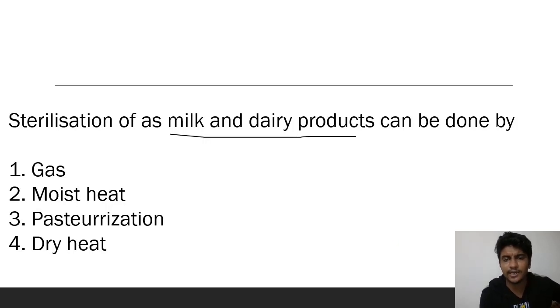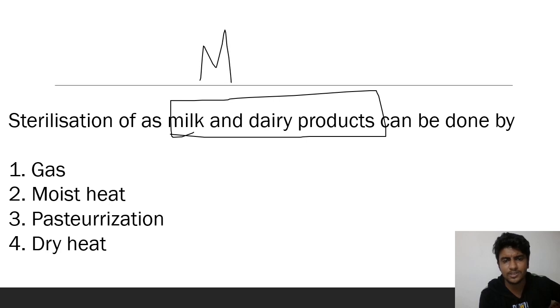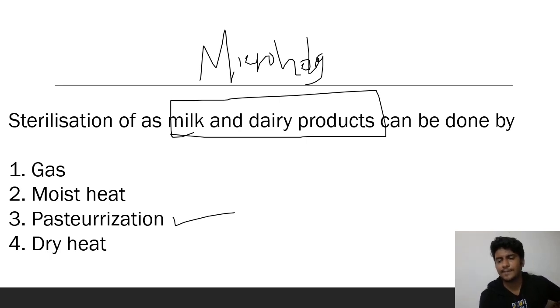Sterilization of milk and dairy products. Very important question from microbiology part. Sterilization is usually pasteurization. Do we perform gaseous? No. Gaseous we use formaldehyde, paraldehyde. We use glutaraldehyde, beta propiolactone. Moist heat may use autoclave. Dry heat may use hot air oven. But pasteurization is a technique.